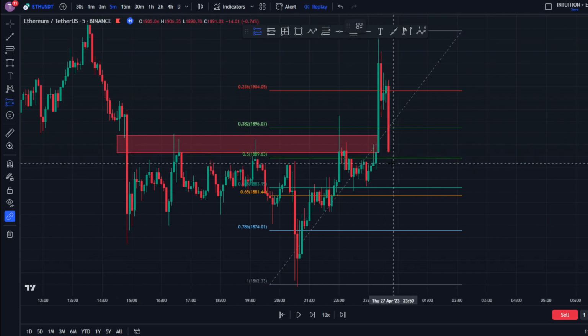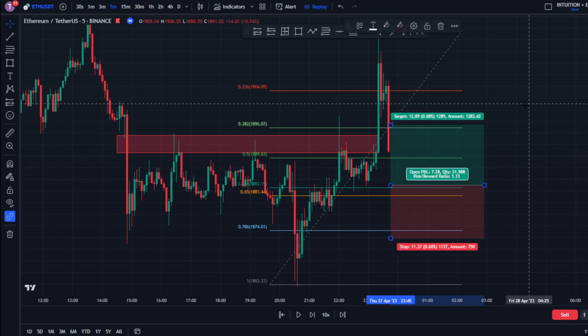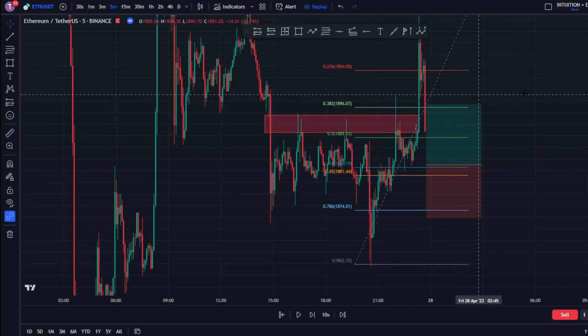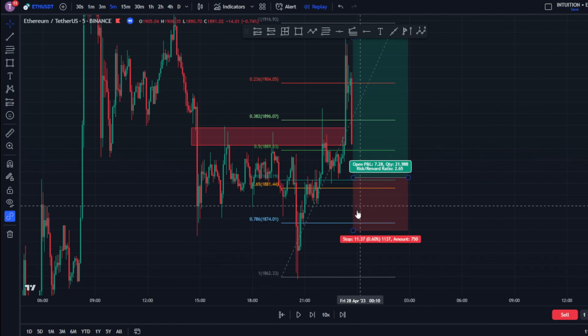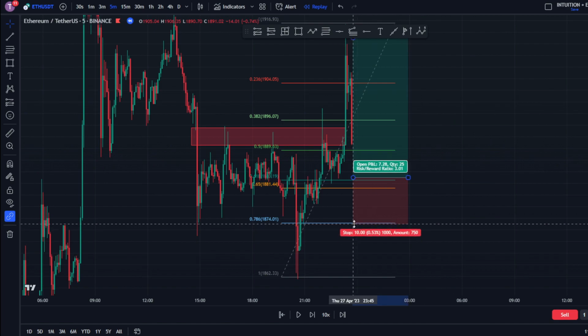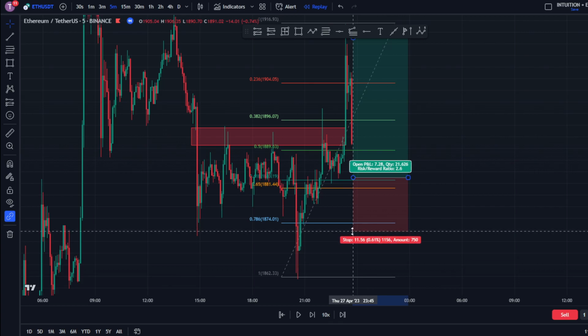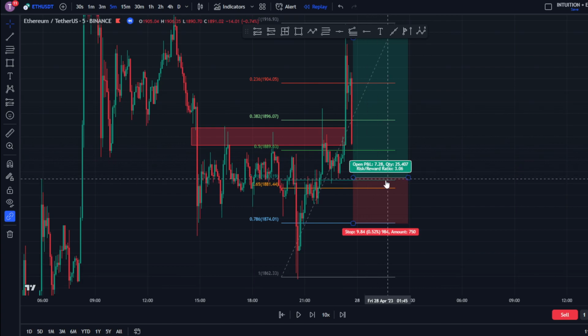So what I will do is I'll place my order right above the 0.618 level. What you can aim for is you can aim for the previous high, which is right there, the previous high, and you can put your stop loss right below the recent support here. So what you see here is that you have actually a 3.06 risk to reward ratio.